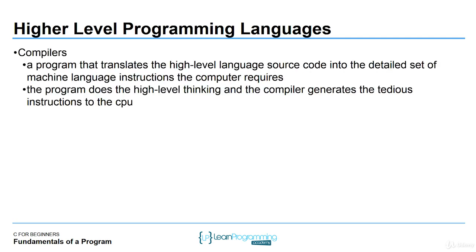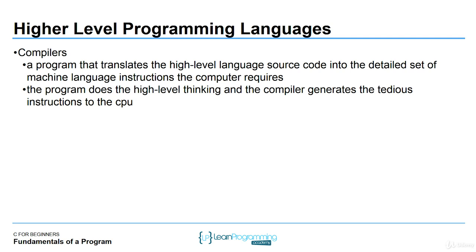Often when you write code in programming, you're going to use a compiler that translates this high-level language, source code, into detailed machine language instructions, basically assembly language. So you're going to write a program that does high-level, more abstract thinking, and then the compiler is going to generate all the millions of instructions that go to the CPU on the instruction set. So we're going to use a compiler in this class to do exactly this.